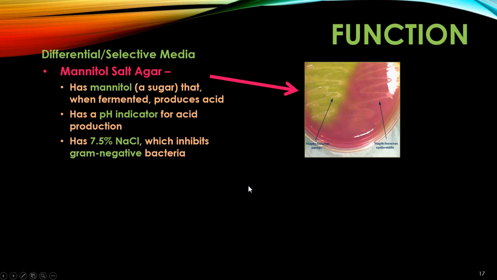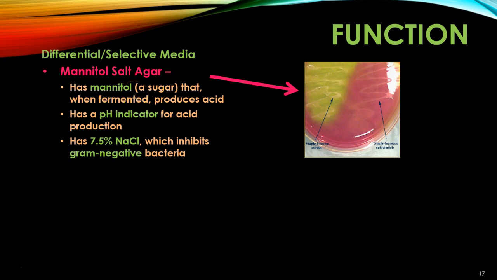So we do tend to use differential and selective together. It's kind of like using one plate to tell us a number of different things. One of the classic examples is this mannitol salt agar. The name tells you what's in it. It's got mannitol, which happens to be a sugar.